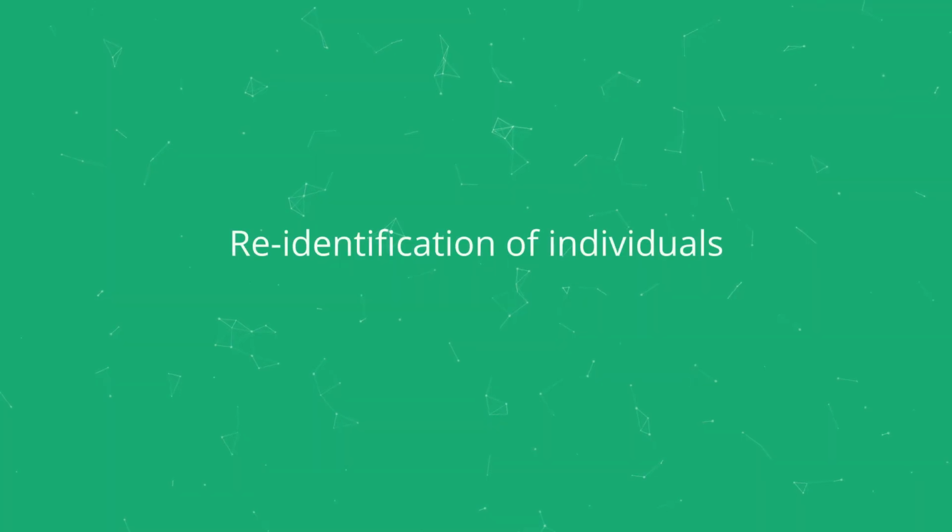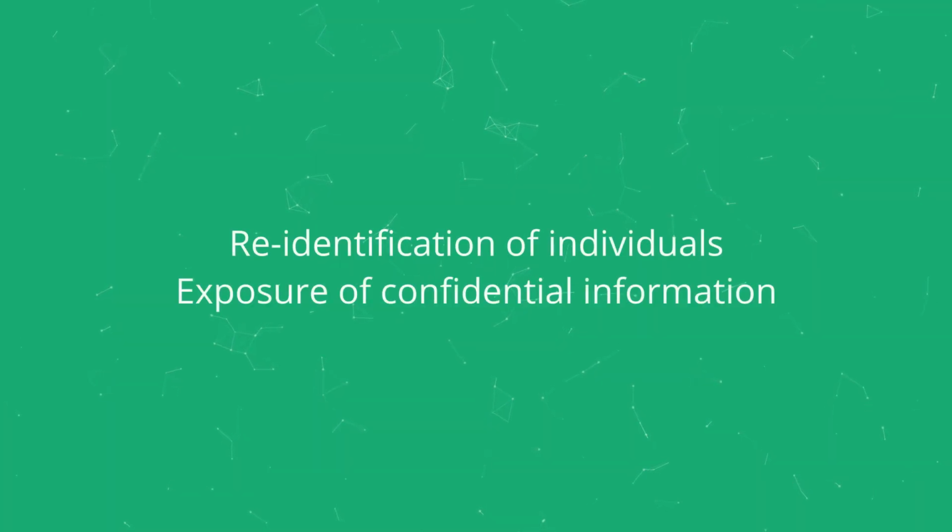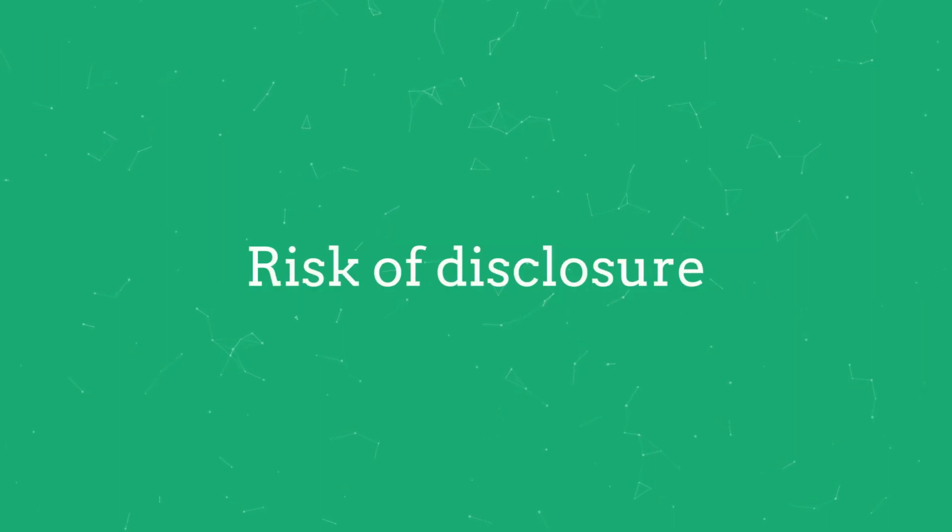The first stage of statistical disclosure control is the disclosure risk assessment. This is where we assess the likelihood of a disclosure taking place. Remember, disclosure can either involve the re-identification of individuals or the exposure of confidential information. Throughout these videos, we will use risk of disclosure to refer to both.